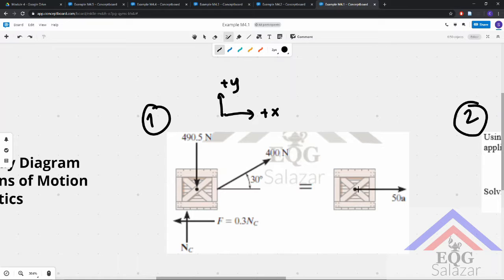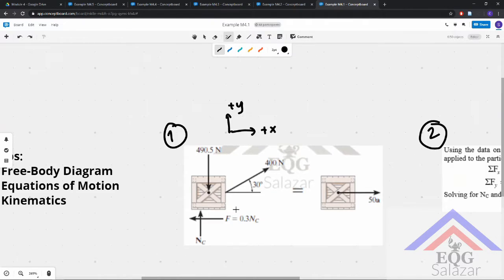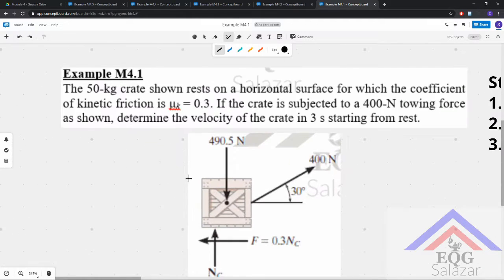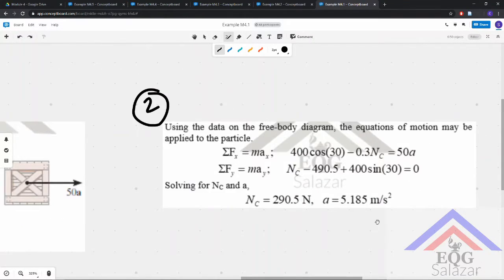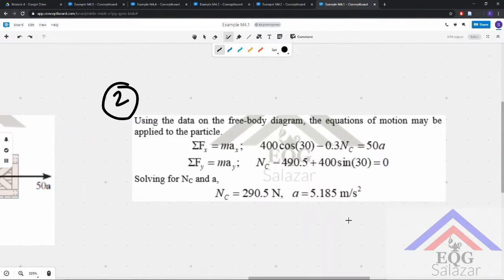Since it's stated in our module that it's safe for us to assume the direction of the acceleration to go with the positive direction of the coordinate system, we have the acceleration going to the right, and that is 50a, because from the equation of motion, m times a, where m is the mass, which is 50 kilograms for this crate.